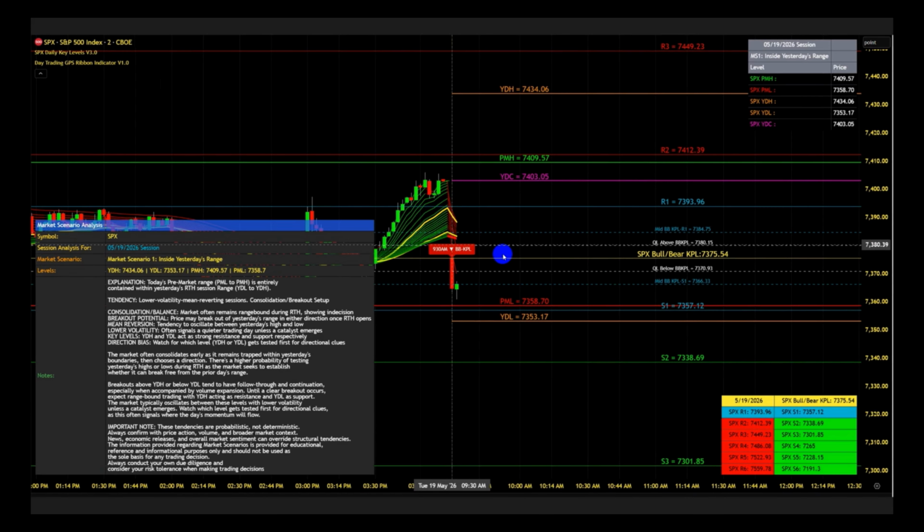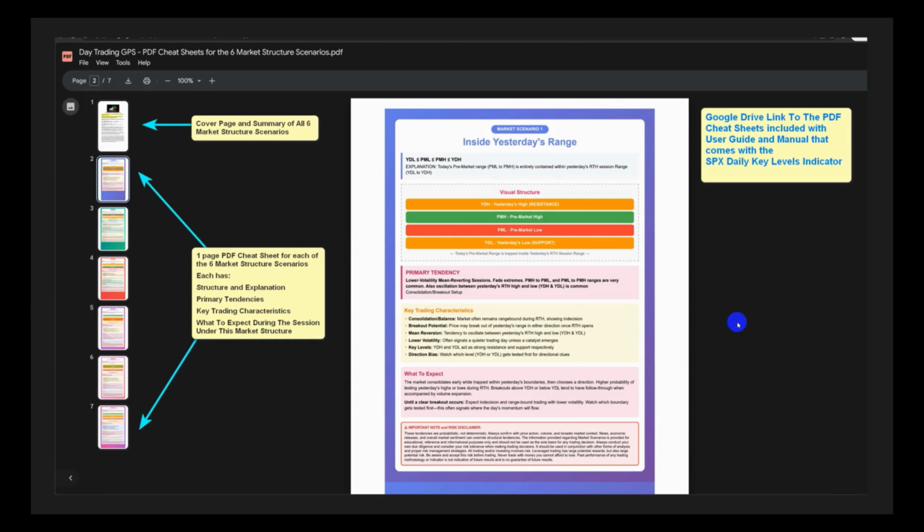The indicator's built-in market scenario analysis table gives you the key trading characteristics and dominant tendencies of the current session's SPX market structure scenario, along with what to typically expect in the session under this market structure. In addition to the comprehensive user manual included with the SPX indicator, you also get access to our one-page PDF cheat sheets for each of the 6 SPX market structure scenarios that you can download to your computer and also print out for easy reference.